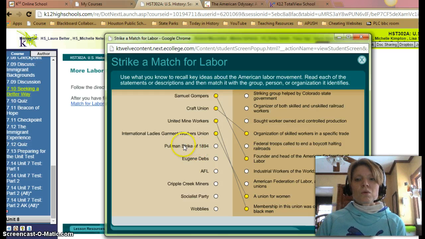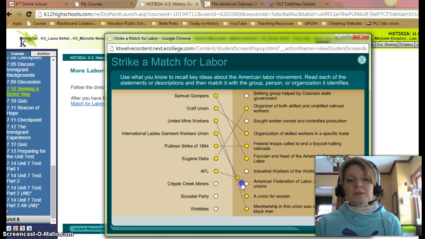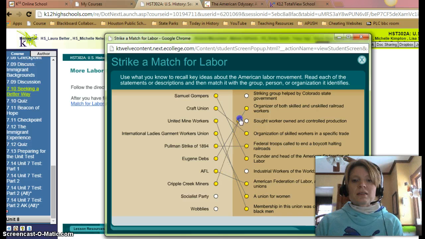Pullman Strike of 1894. What was that strike about? Federal troops were called to end a boycott halting railroads. I think that's going to be it. Eugene Debs. He was an organizer of both skilled and unskilled railroad workers. The AFL was the American Federation of Labor, a group of craft unions. The Cripple Creek Miners. That was one where the government actually stepped in on behalf of the union. Striking group helped by the Colorado state government. Socialist Party. They sought worker-owned and controlled production.